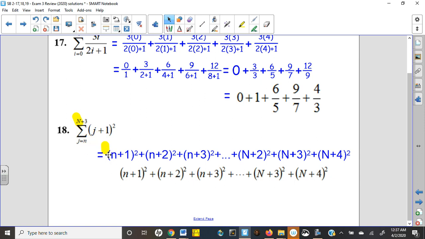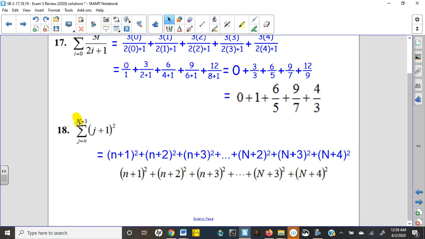So if I plug an n in, I get n plus 1. And then after n plus 1 is n plus 2. But when I plug n plus 2 in here, I get n plus 2 plus 1, which is n plus 3. So that's where the n plus 1, n plus 2, n plus 3 comes from.